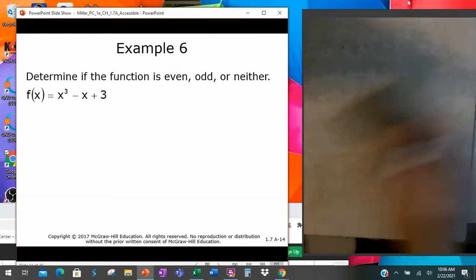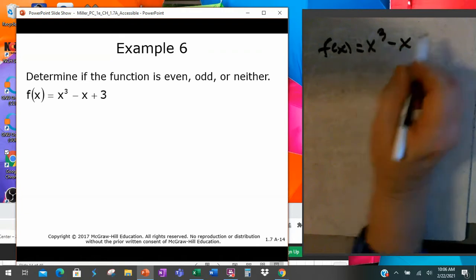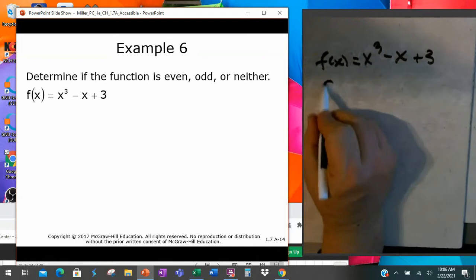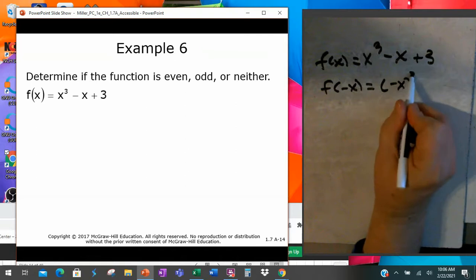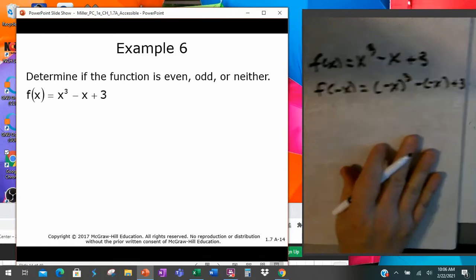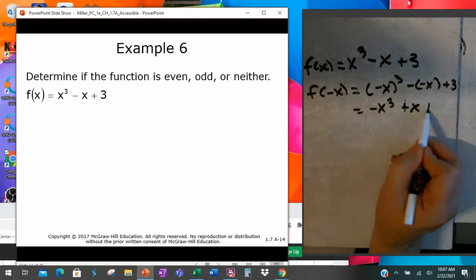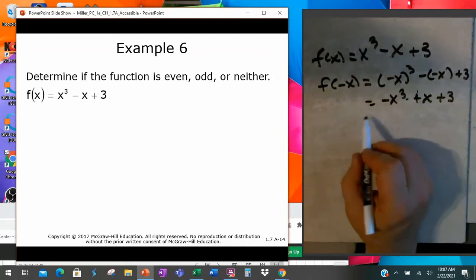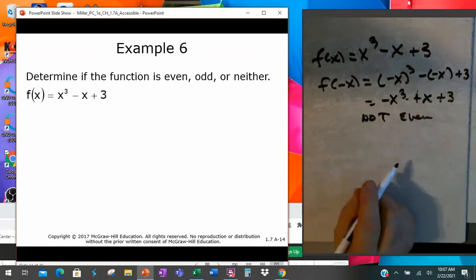How about this one? x cubed minus x plus 3. I'll replace it with negative x, and this is what I get. I get negative x cubed, but here I get a positive x plus 3. So this is not the same thing that I started with. So it's not even. It's not symmetric with respect to the y-axis.